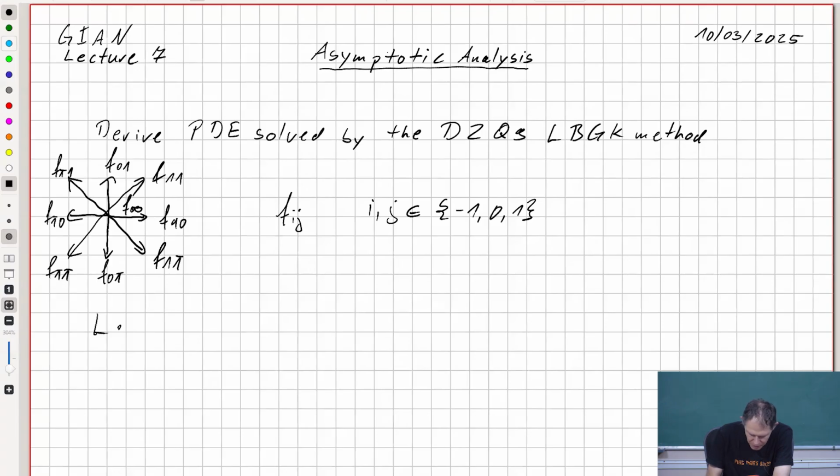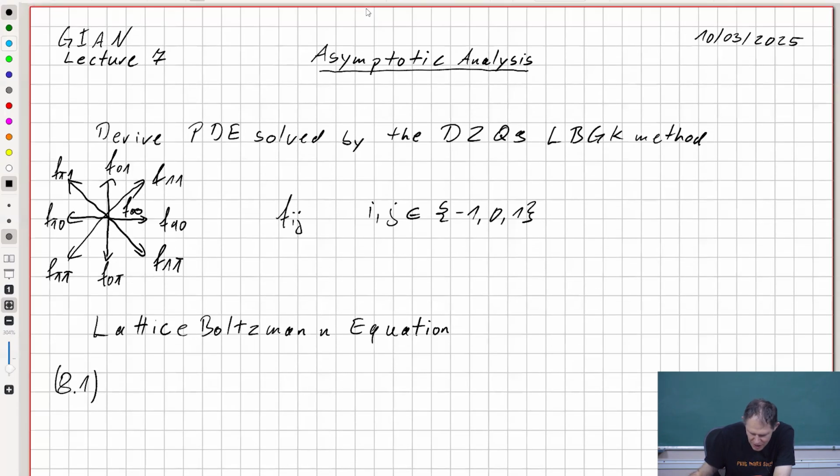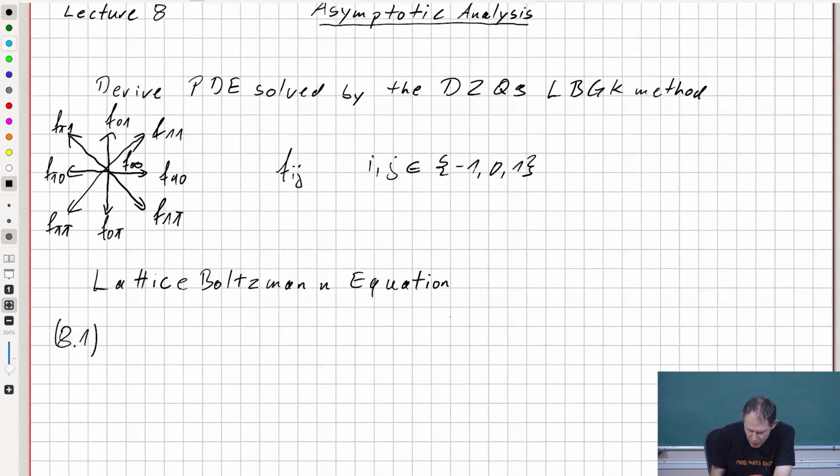So we start from the lattice Boltzmann equation. We term this now 8.1. Oh, it's not lecture 7, it's lecture 8, right? It's lecture 8. What am I doing? So this equation looks like this.